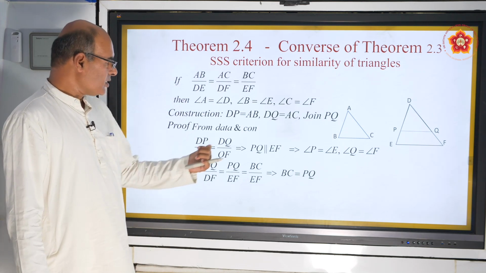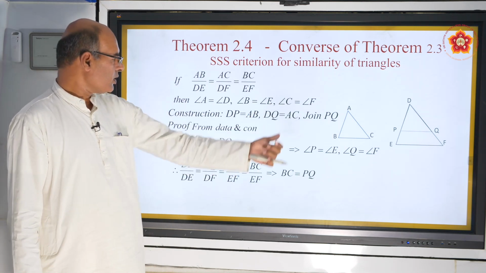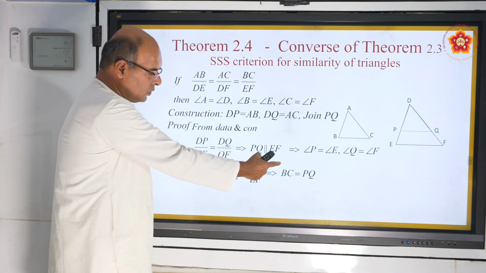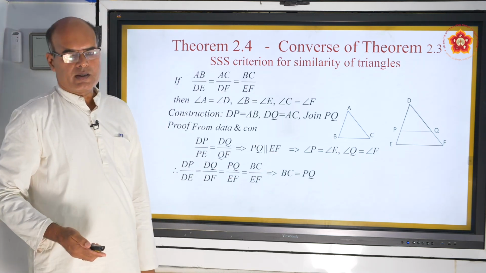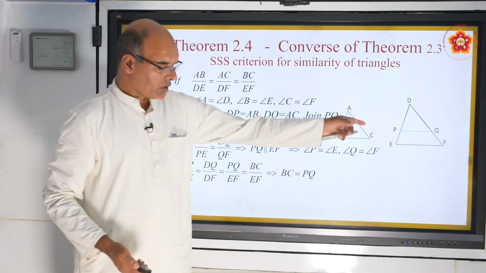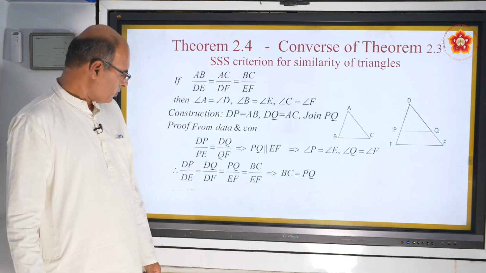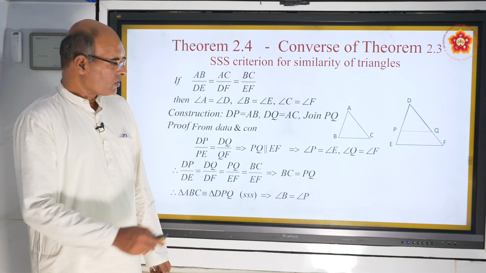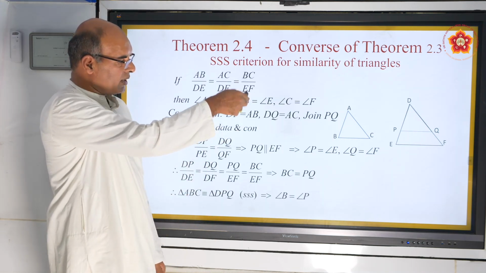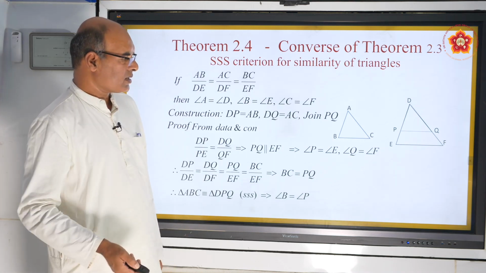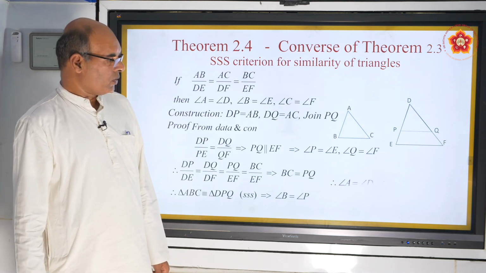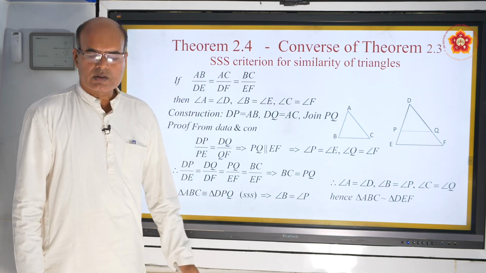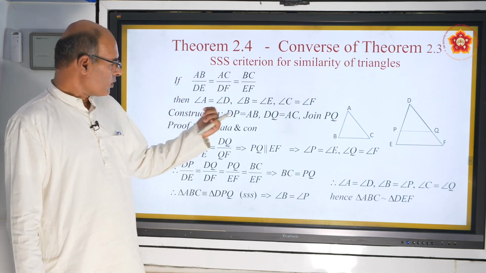So assuming DP is equal to AB and DQ is equal to AC, compare with this equation, you get PQ is equal to BC. So therefore these two triangles are congruent now. So compare the angles of triangle ABC and triangle DPQ, and hence the angles of triangle DPQ and triangle DEF. So you get the result that you needed.